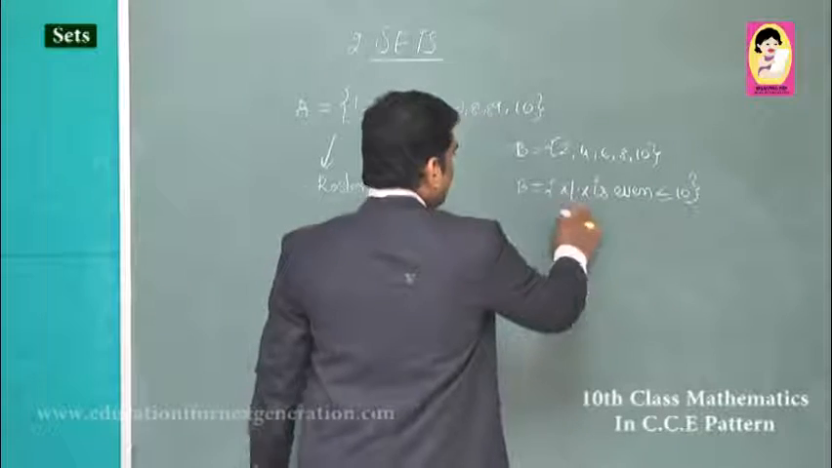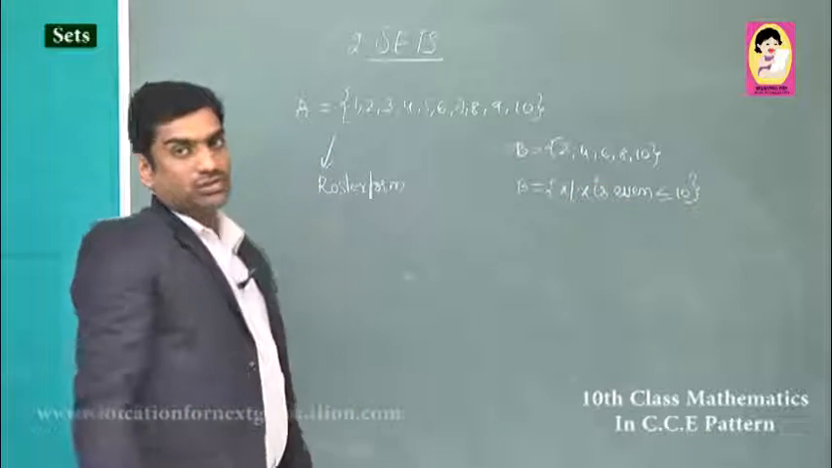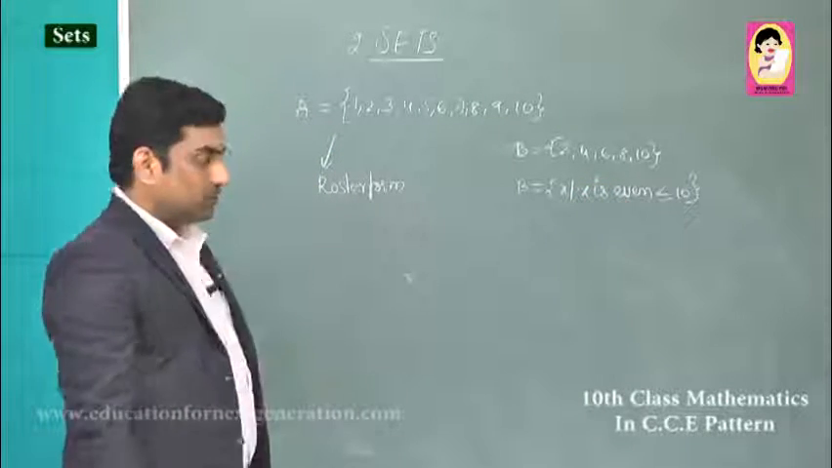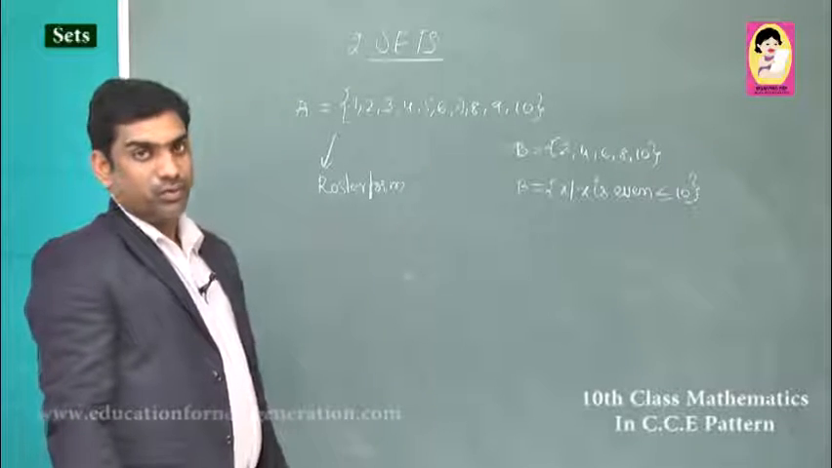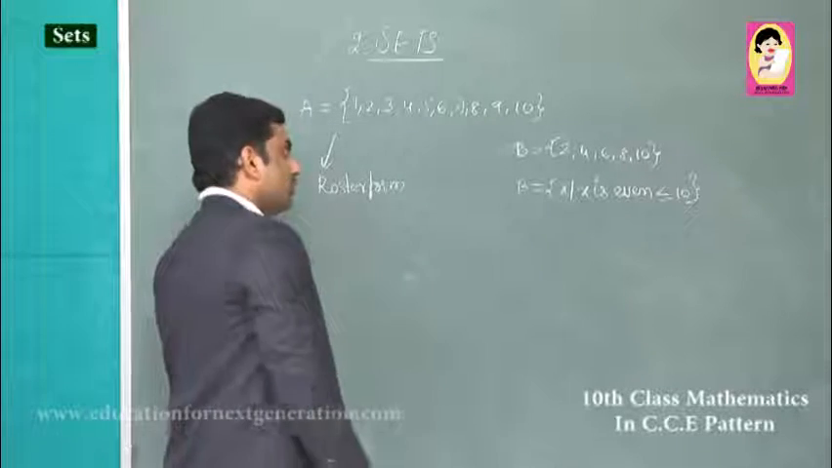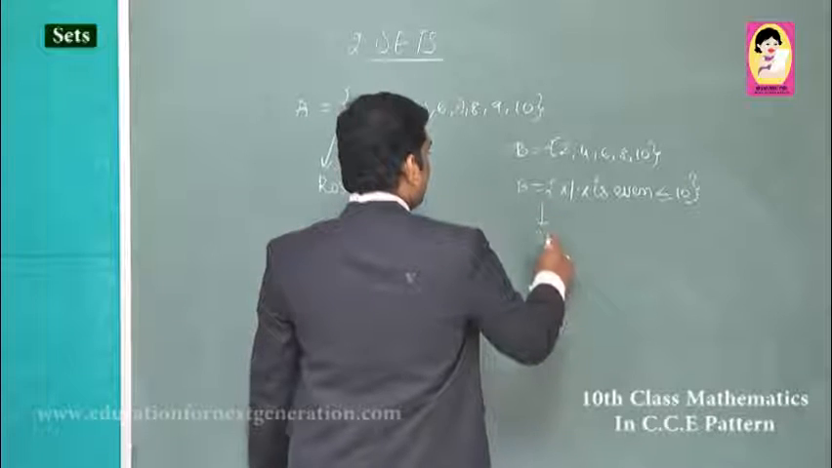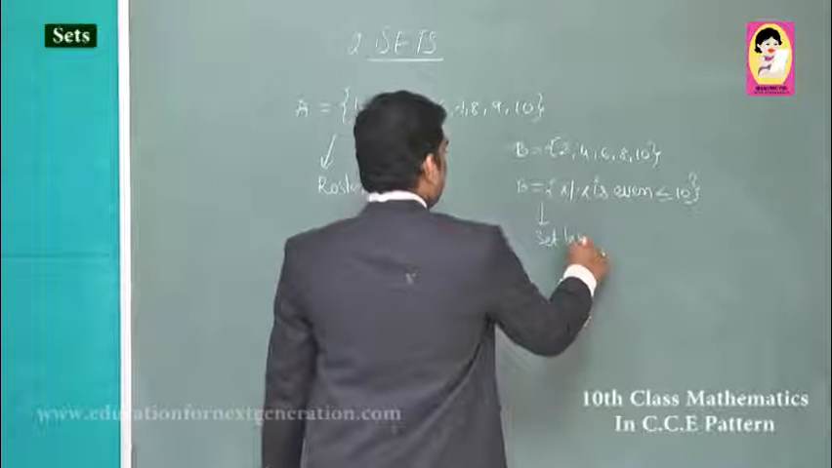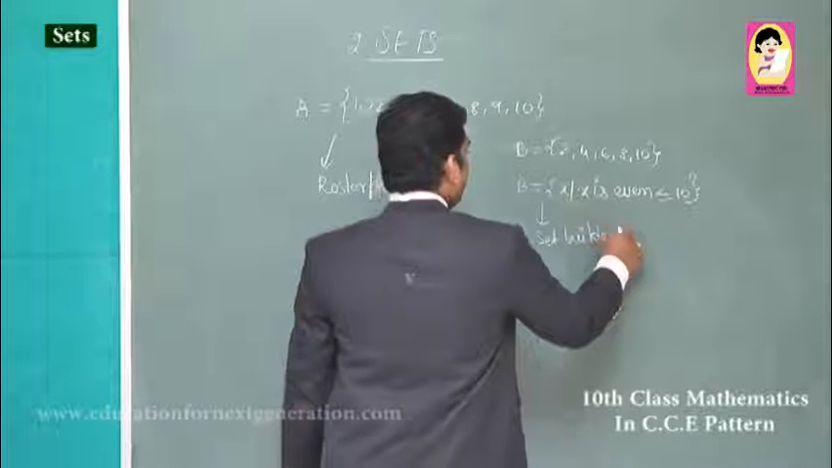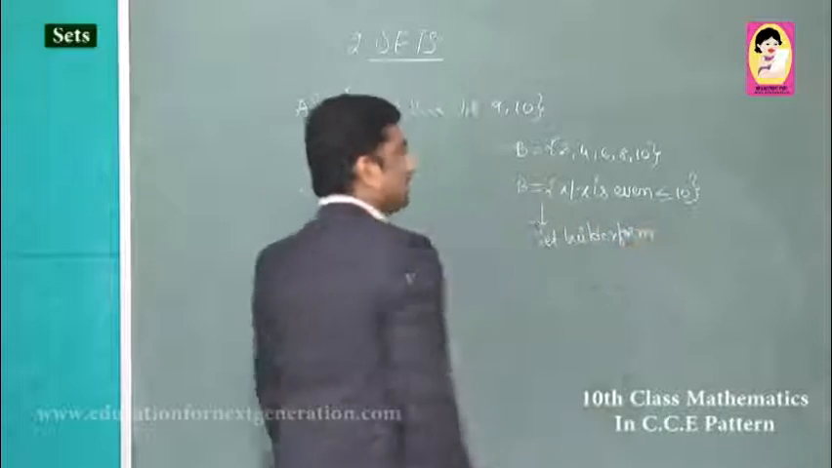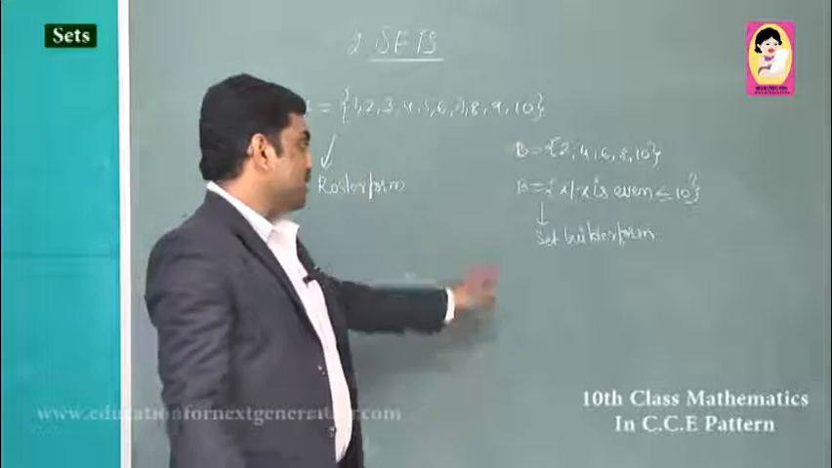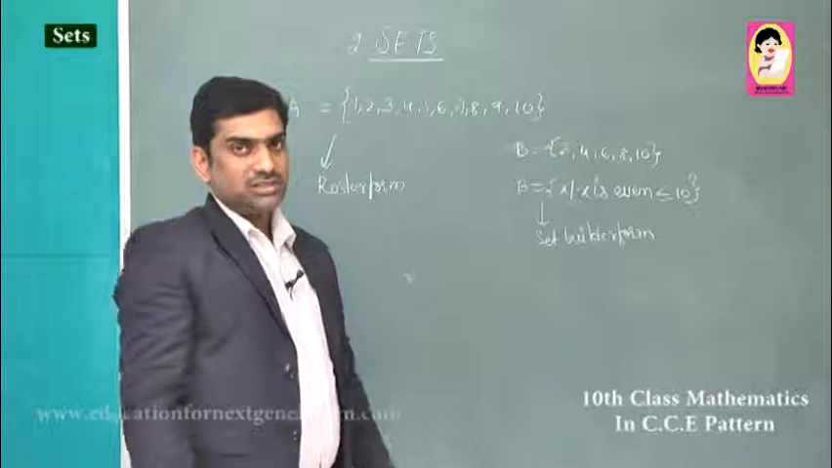See here, I am using logical words, meaning I am expressing the set with the help of logical words and in the form of a sentence. Then that form is called set builder form of a set. Here it is called roster form of a set. Here it is called set builder form of a set.